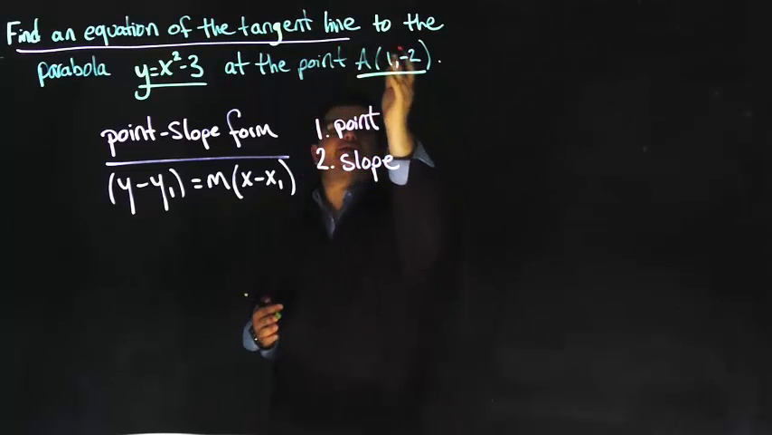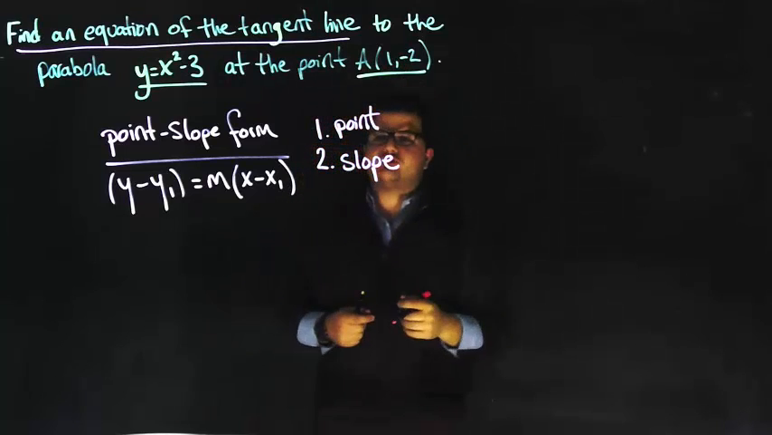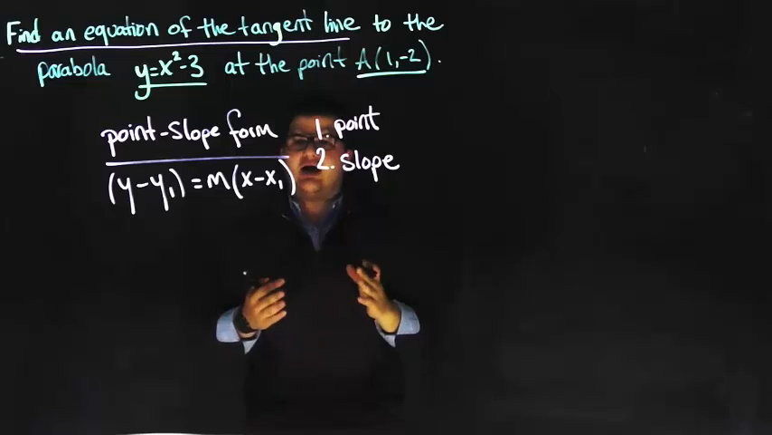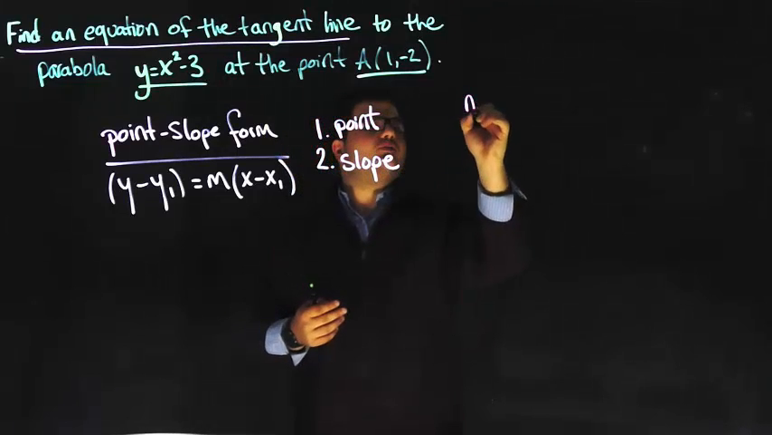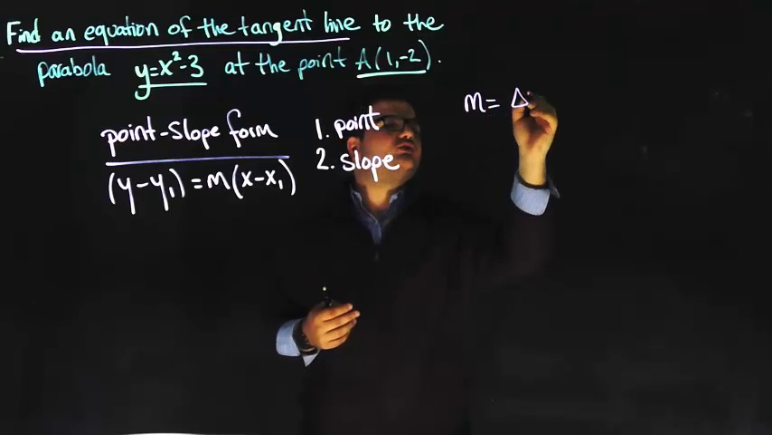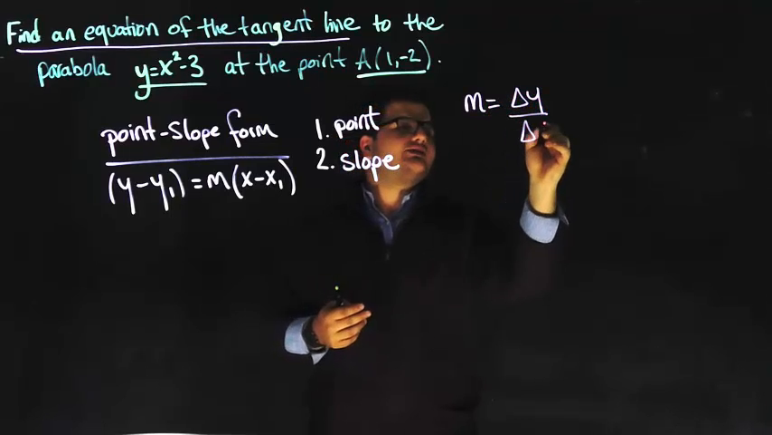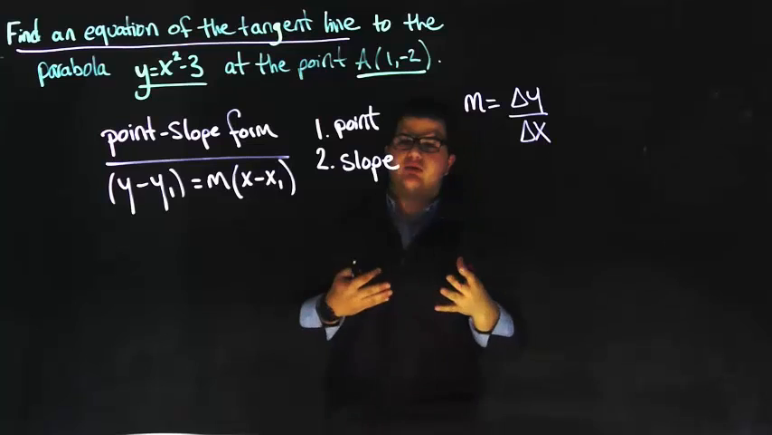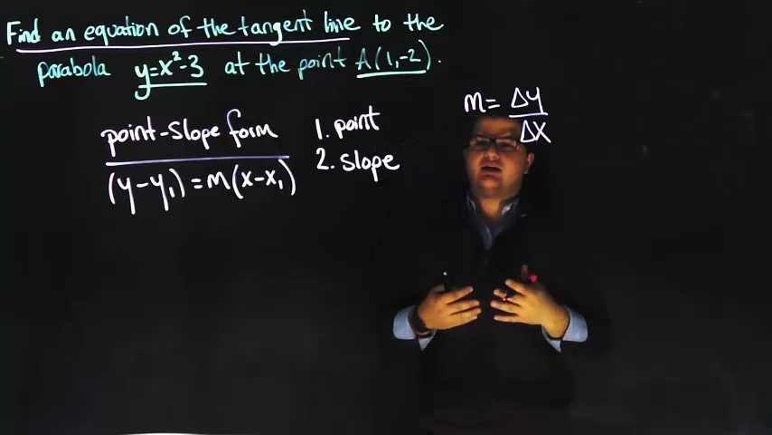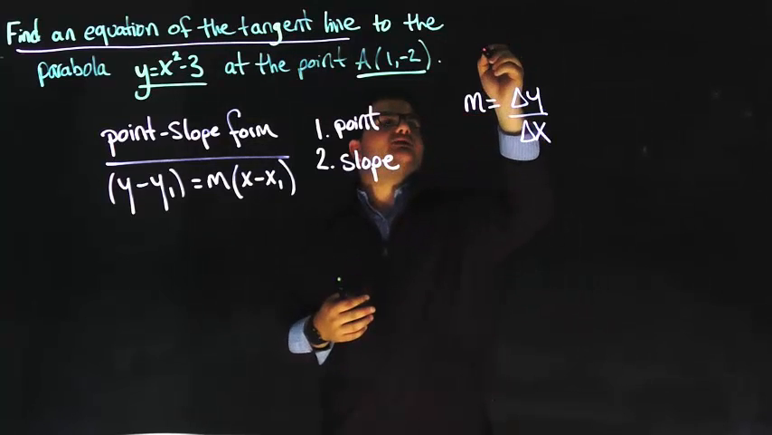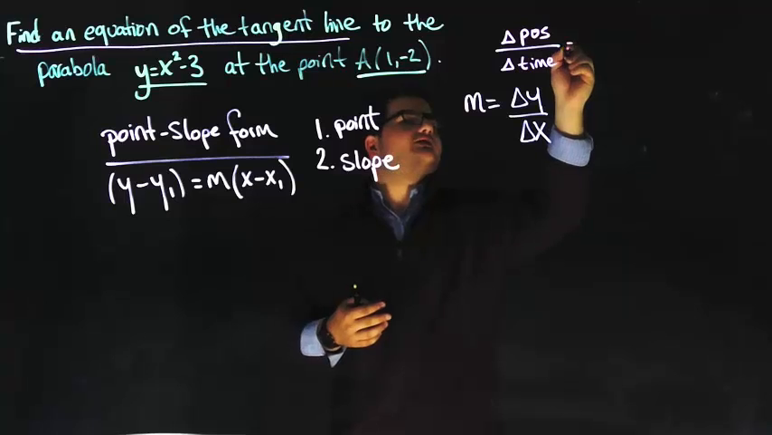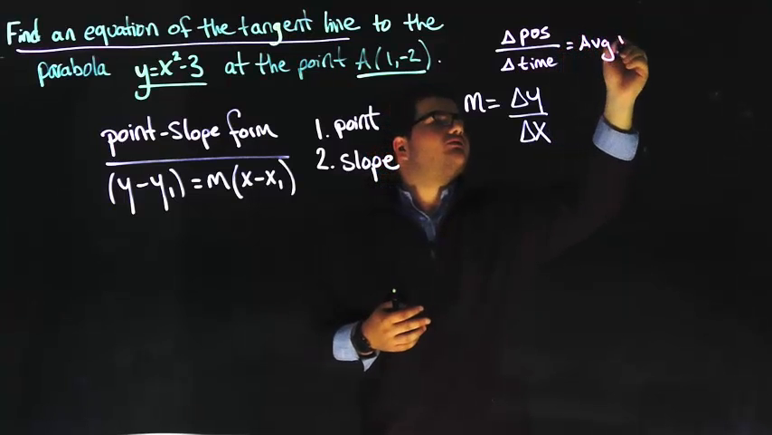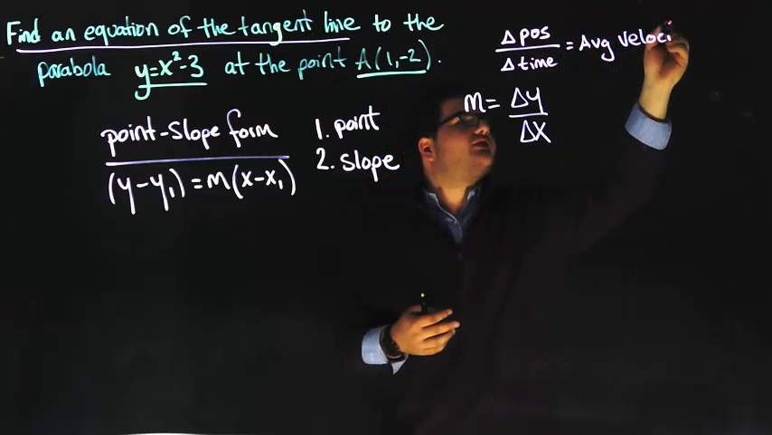Well, the point here is given. It's (1, -2). We need to find the slope. How are we going to do that? Well, in order to find slope, we know that slope is defined as the change in y over the change in x. And we get that change function from the equation of a secant line, which is the change in position over the change in time. That's equal to average velocity, like we talked about in the previous video.